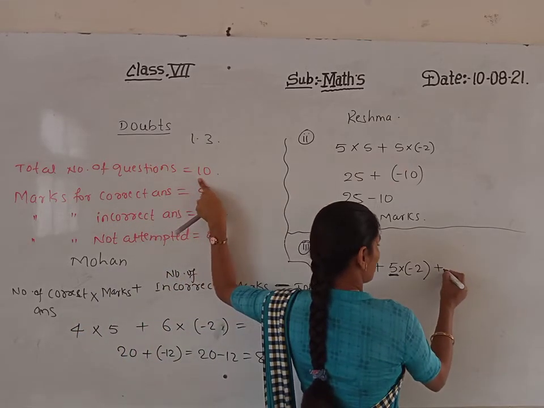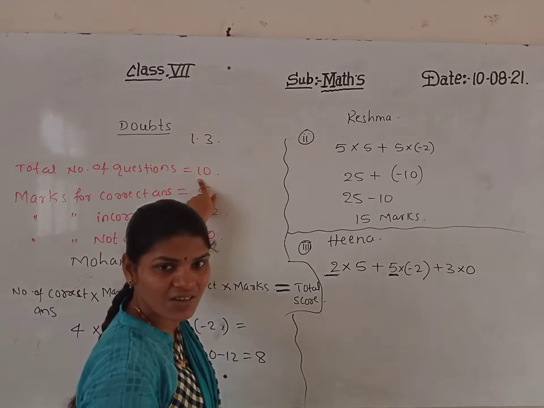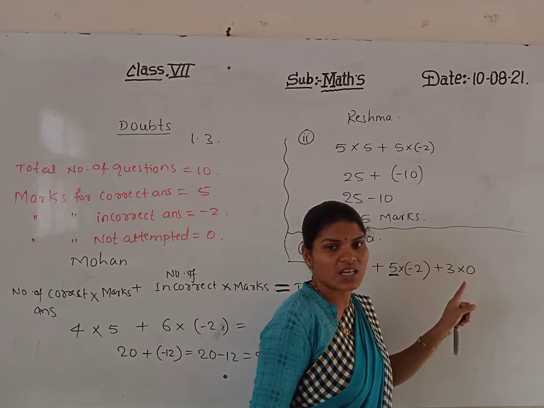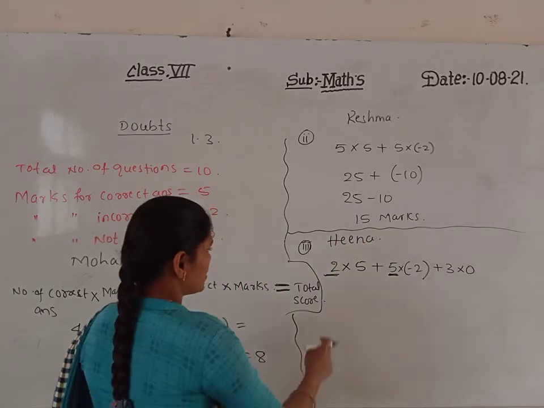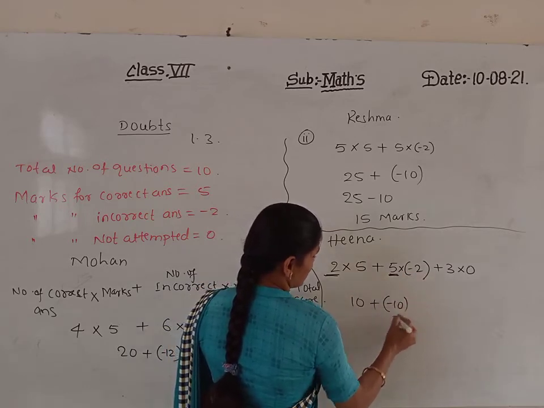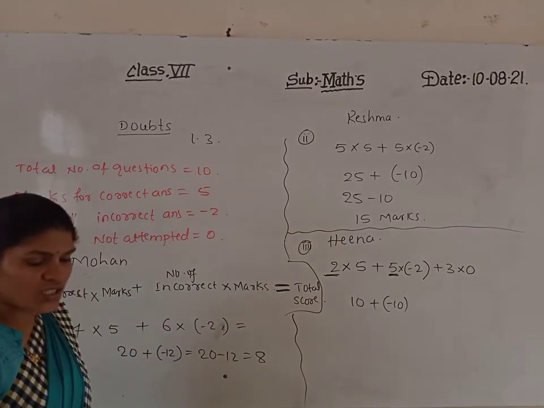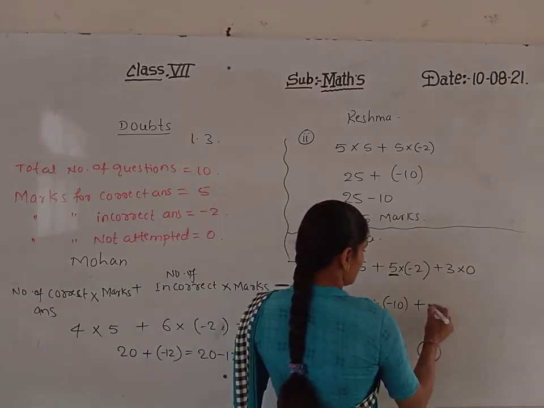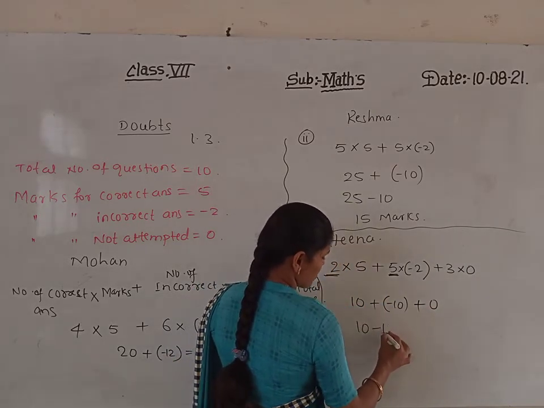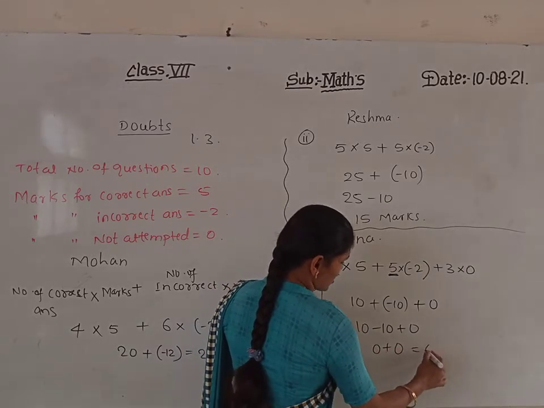But for the question not attended, how many marks is she getting? 0 marks. Yes or no? For not attending the question, she is getting just 0 marks. Now 2 5s are 10, plus 5 2s are 10, that is minus 10 here. Plus into minus, minus 5 2s are 10, plus 3 into 0, 0. Okay. 10 plus into minus, minus 10 plus 0, 10 minus 10, 0. 0 plus 0 again, 0.